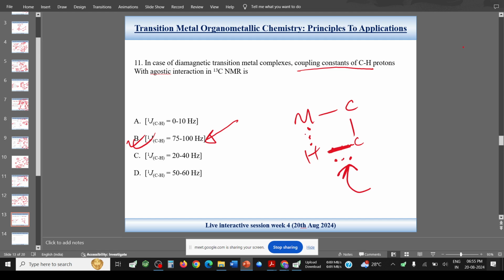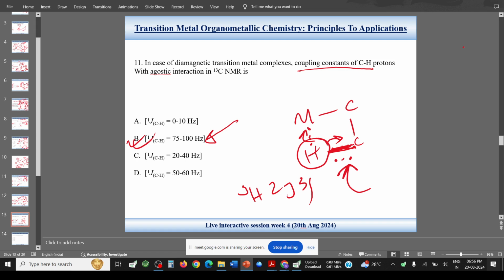Because of this interaction, the hydrogen electron cloud is shared with the metal as well as with this carbon. For that reason, this bond strength decreases, and the coupling constant generally describes how strongly the two atoms are attached. If it is too far, then the coupling constant will be less. You can see the 1J coupling, 2J coupling, 3J coupling, 4J coupling, right? As that J value increases, the coupling constant decreases.